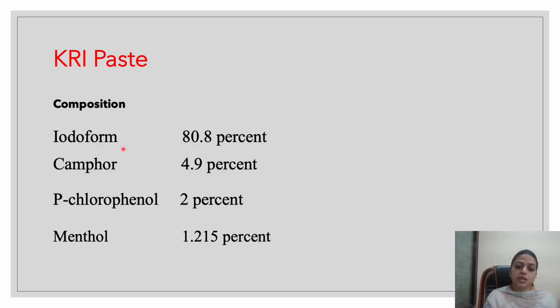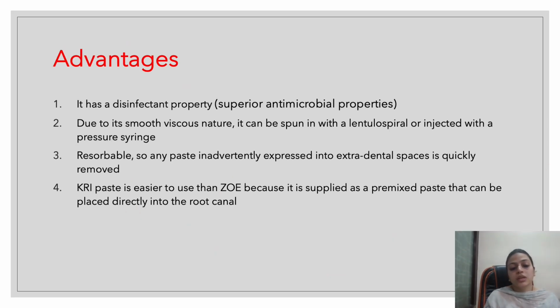Okay, so KRI paste has iodoform, camphor, parachlorophenol, and menthol. Advantages: it has a disinfectant property, superior antimicrobial properties. Due to its smooth and viscous nature, it can be spun inside the root canal using a lentulo spiral, or it can be injected with a pressure syringe also. It is resorbable, so any paste which is inadvertently expressed into the extradental space or the periradicular space can be quickly removed by the macrophages, and it is easier to use than zinc oxide eugenol because it's supplied as a pre-mixed paste, so it's convenient to use. It can be directly placed into the root canal.